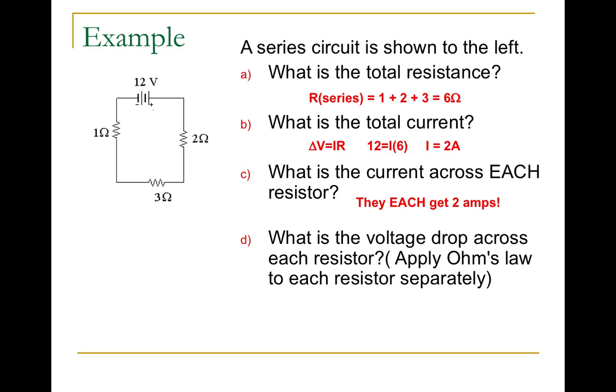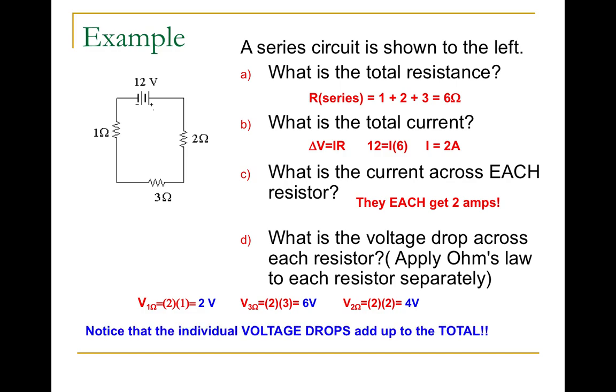And then find the voltage drop across each resistor. So you should get 2 volts for resistor 1, 6 volts for that 3 ohm resistor, and 4 volts for the 2 ohm resistor. Notice that the individual voltage drops, 2 volts, 6 volts, 4 volts, add up to the total of 12.